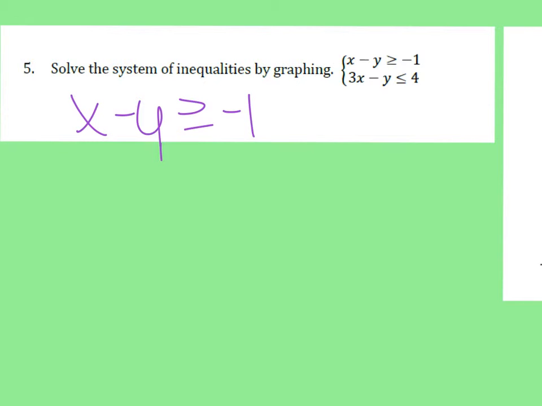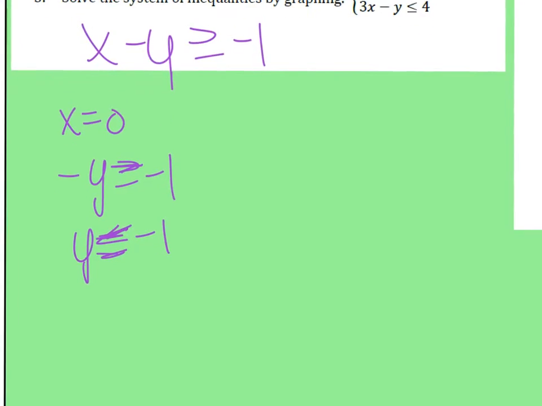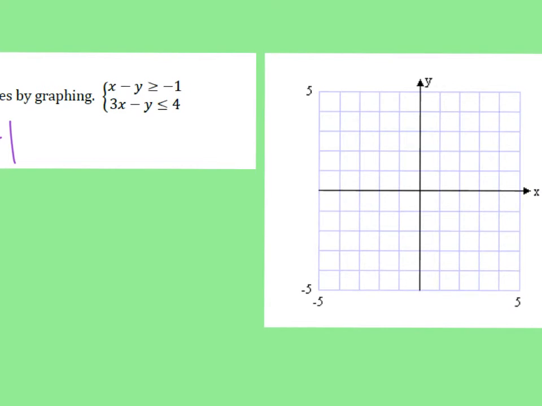So if I find intercepts, x equals 0, so -y greater than or equal to -1, so that means y would be less than or equal to 1, or y equals 1, that would be my point. I just pretend it's equals. Then y equals 0, so x would equal -1. Sorry, this would be +1. So y equals 1, x equals -1. So it'd be right there. It's going to be a dotted line. That should be a dotted line, believe it or not.